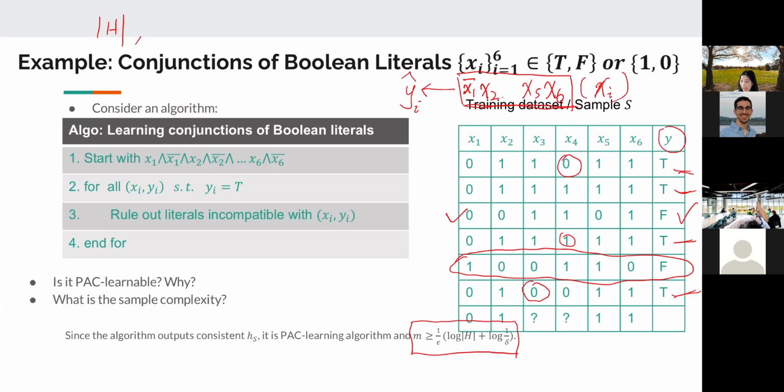So without knowing anything about this algorithm or this hypothesis class, as long as you know that the algorithm is consistent, you don't need to do any analysis. You can just apply your theory to get this result that M is greater than or equal to 1 over epsilon times the logarithm of the cardinality of H plus the logarithm of 1 over delta. So that's why this generalization theorem is so powerful. This sample complexity theorem is so powerful.